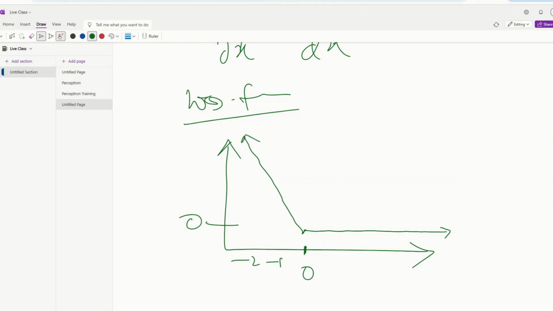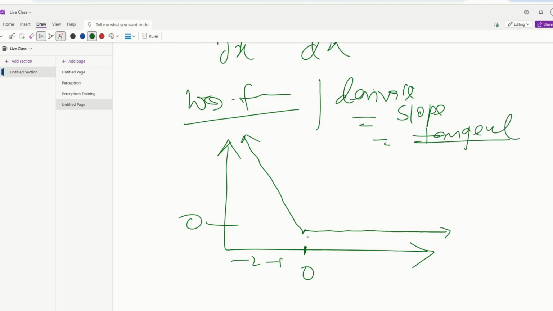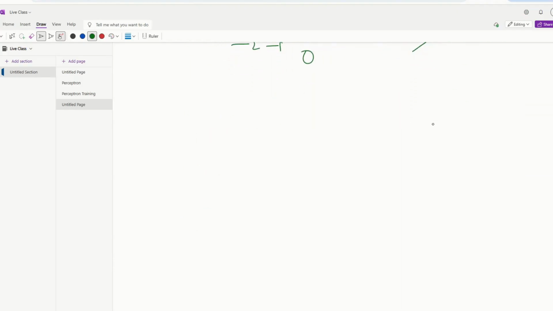Now how to find the derivative? The derivative is nothing but the tangent. It's again mathematics. Graphically, the derivative is nothing but the tangent, also called the slope. So how to draw a tangent? Let me give another example. Let's suppose this is the graph. In order to draw a tangent, I draw a line like this.